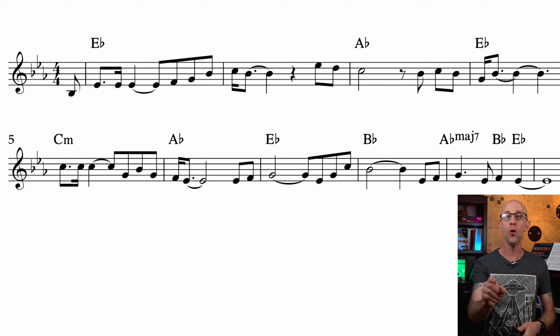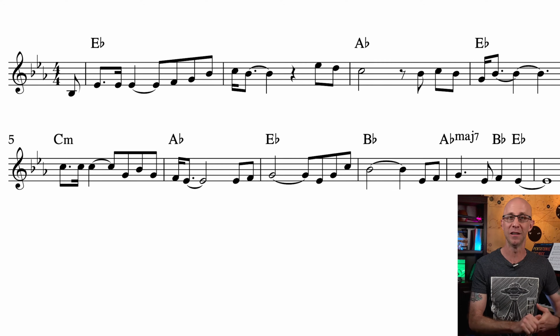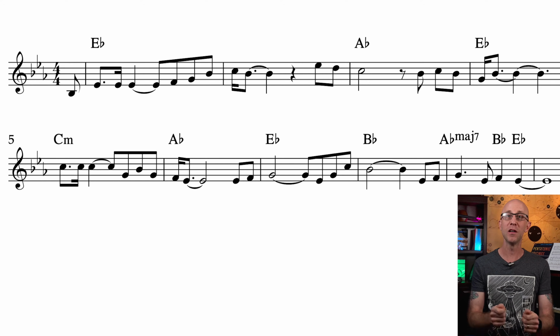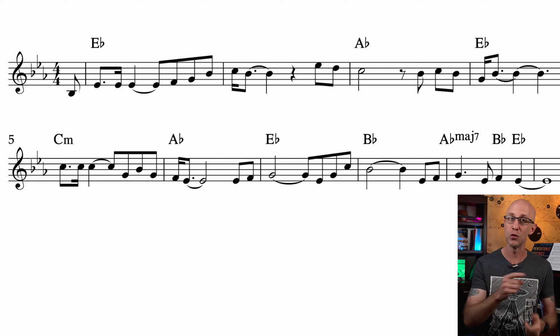But remember to always consider the melody. You do not want the melody to be clashing with these chords that you choose. If this is confusing, let me show you something that doesn't work in the song because I think it'll clarify the point that I'm trying to make here.